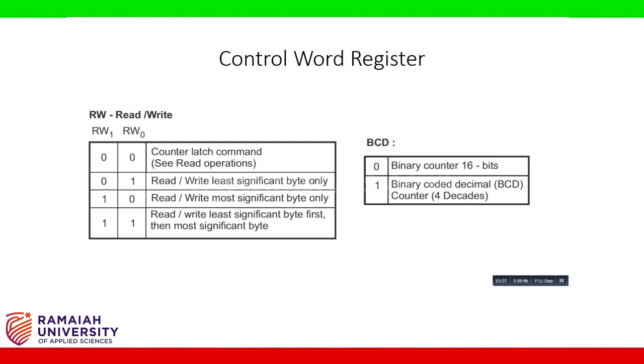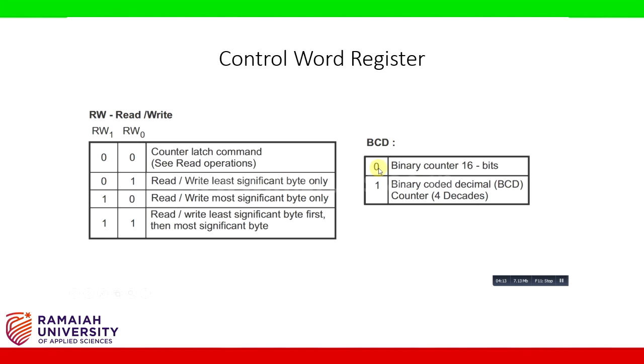Pin number D4 and D5 are read-write pins. So these pins RW1 and RW0, when these 2 bits are 00, the counter latch command is selected. When these bits are 01, read or write least significant byte only is selected. When these bits are 10, read or write most significant byte only is selected. When these bits are 11, read or write least significant byte first, then most significant byte is selected.